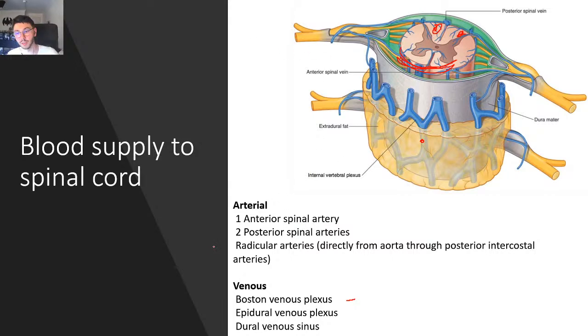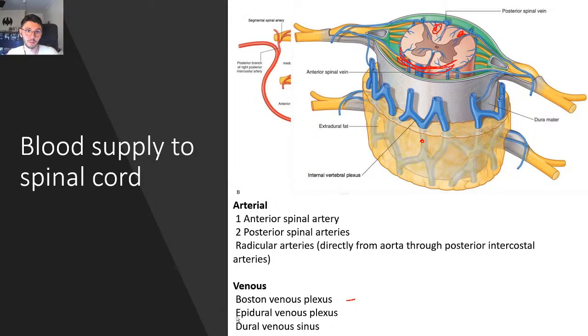And then you have the dural venous sinus, which carries blood and CSF from the brain and the spinal cord. They empty into the internal jugular vein, which goes towards the heart. You also have some spinal veins, which are minor veins here, and they run alongside the spinal cord, much like the arteries do.